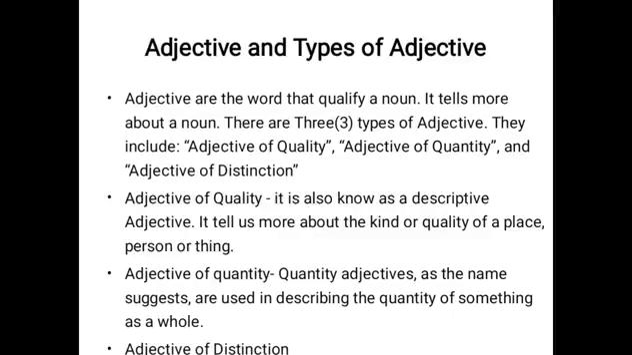Quantity adjectives, as the name suggests, are used to describe the quantity of something as a whole. These are the types of words that give us additional information about the quantity of something as a whole.